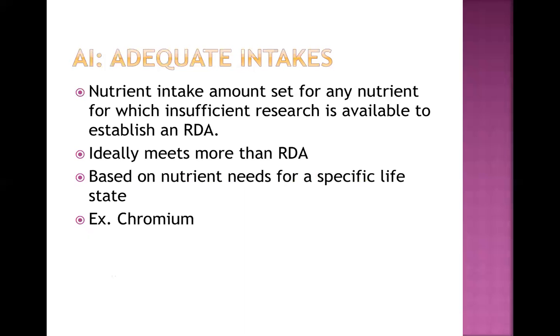And so adequate intake levels, we believe they would be about higher than the RDA if we had established an RDA, but we don't. And they should be able to meet the needs of most people because you remember the RDA was for 97 to 98% of the population. Adequate intake levels are based on nutrient needs for a specific life stage, for example, normal growth, maintenance of normal levels of nutrients in plasma, etc. And a nutrient that has an AI established is chromium.